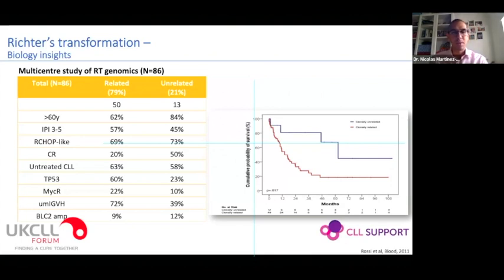And this is the big study that for the first time showed a high incidence of TP53 disruptions, BCL2 amplifications, etc., and they are very different between the related and unrelated, and that explains the poor prognosis in terms of a more biologically aggressive disease.